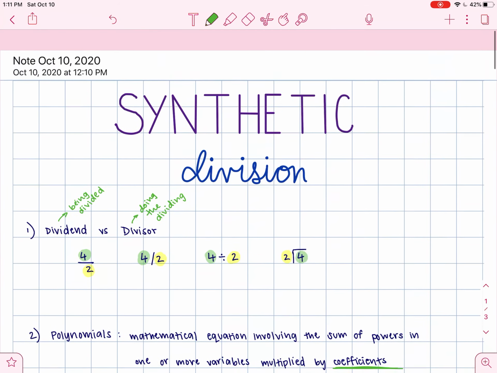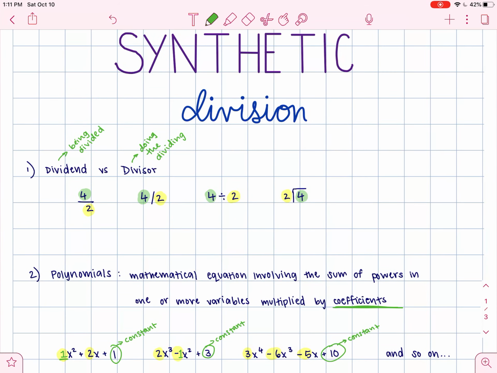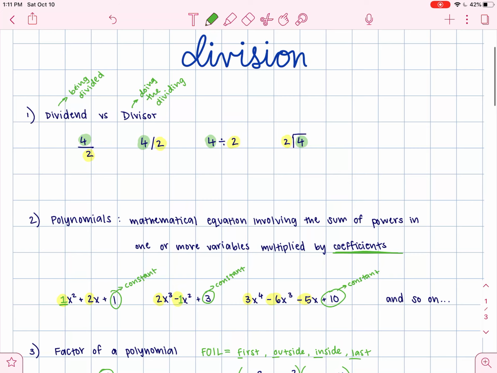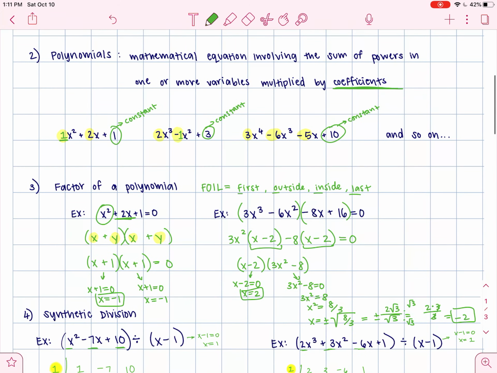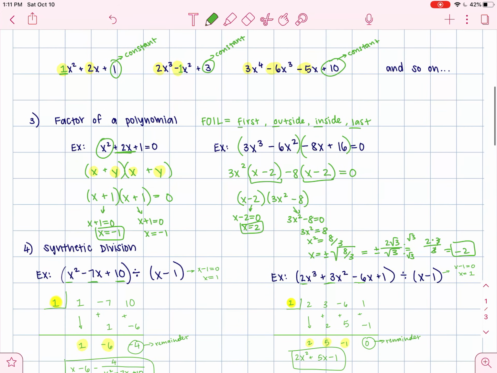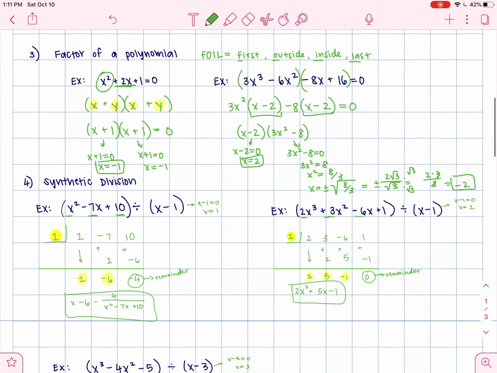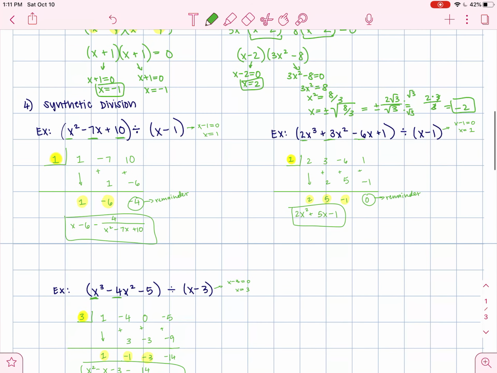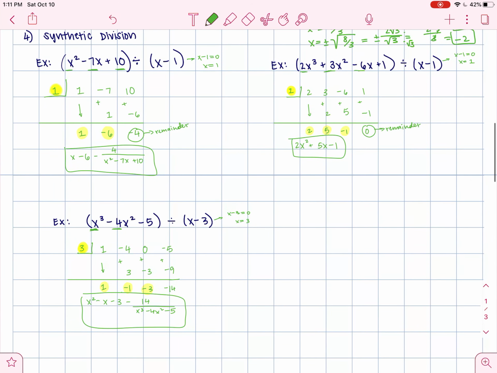Awesome. So let's review what we did today. Synthetic division. We looked at the difference between a dividend and a divisor. We looked at the definition of a polynomial and some examples, especially with coefficients. Then we learned how to factor a polynomial, which took quite some time. And then we finally got to synthetic division, which is actually not as hard as it seems.